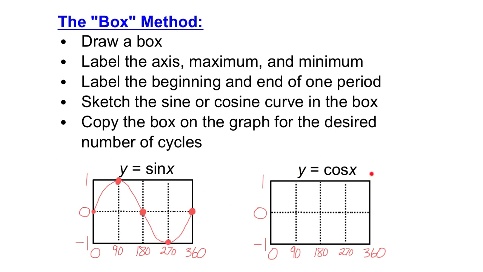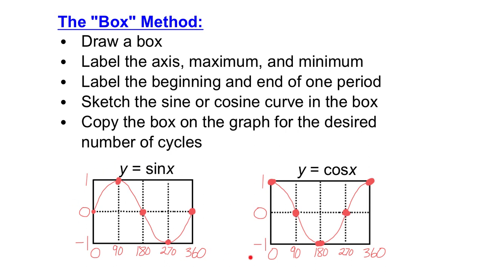Now with y = cosine x, we have the same maximum, the same minimum, the same central axis, the same beginning, and the same end in one complete cycle. We're just starting in a different spot. For cosine curves, we're starting at the maximum, which means we'll end at the maximum. So from the maximum, we're going to go down to the minimum, then back up. So this would be one complete cycle of the cosine curve, starting at 0 and ending at 360.